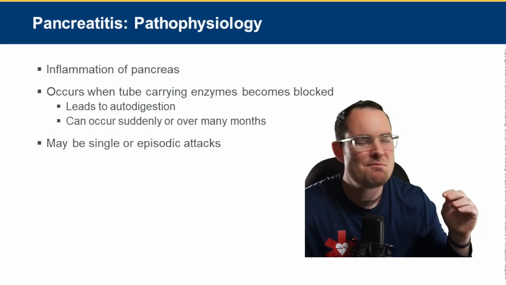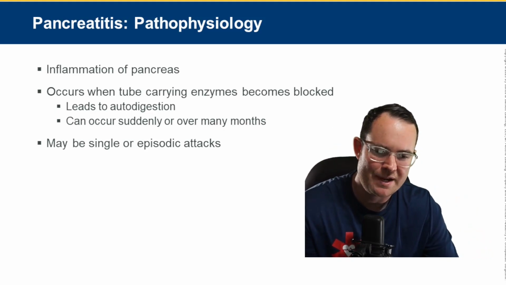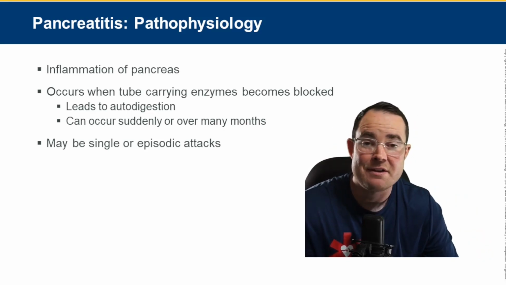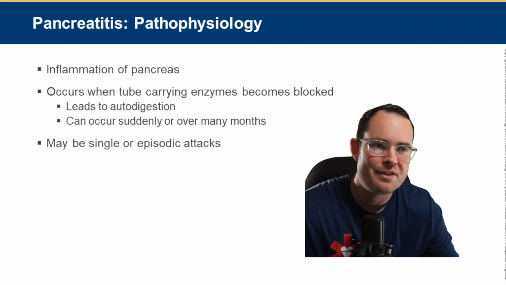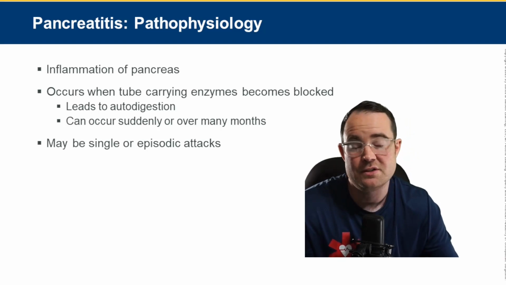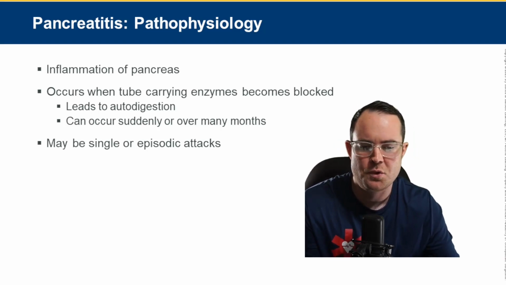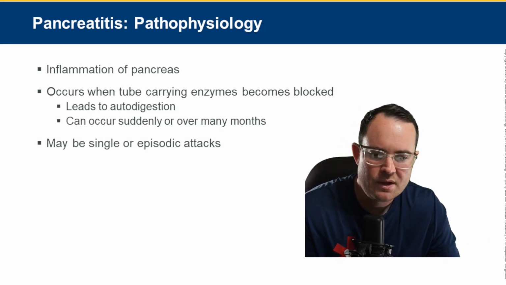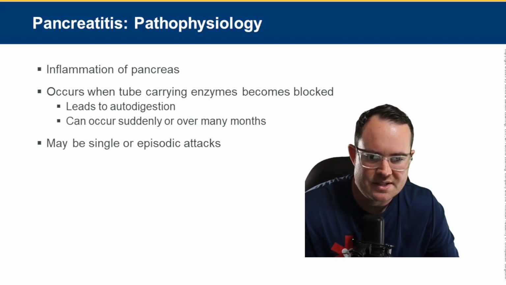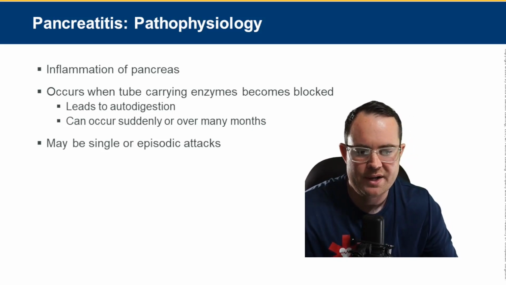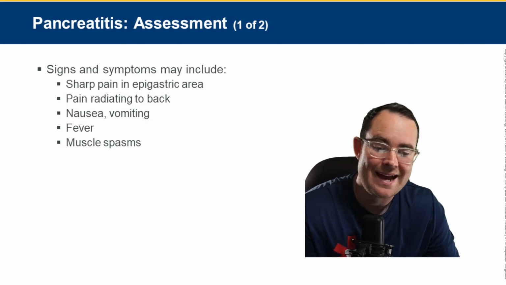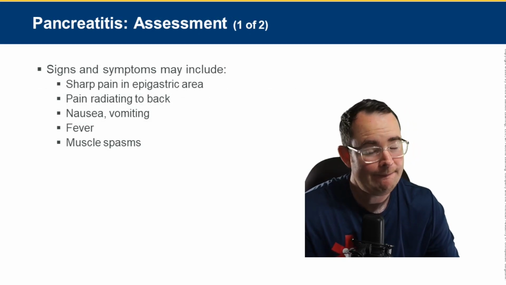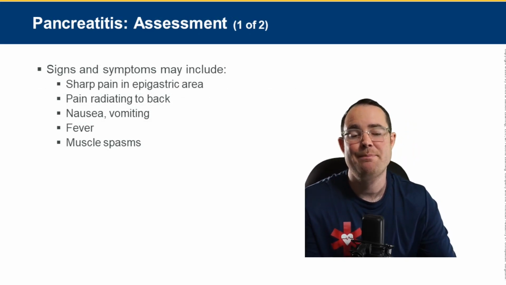Pancreatitis, I have seen this on multiple exams. Pancreatitis, obviously, is inflammation of the pancreas. Now, your pancreas doesn't just deal with insulin, it also deals with digestion. Okay, so it does create enzymes to break down foods. It says it occurs when the tube carrying enzymes becomes blocked. Sharp pain in the epigastrum area. Okay. Pain in the epigastrum.